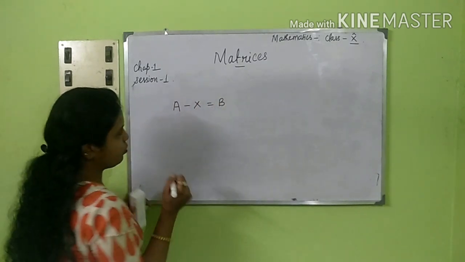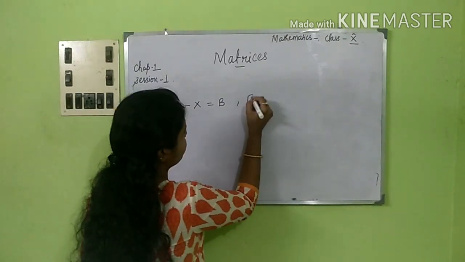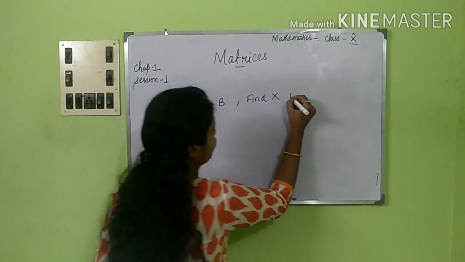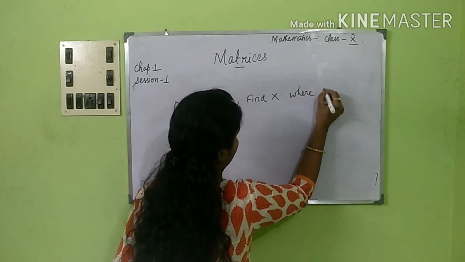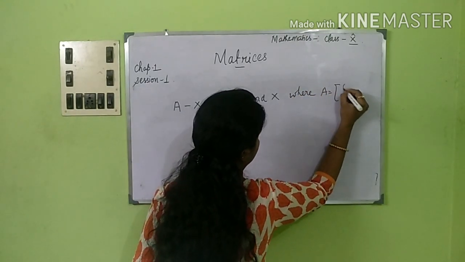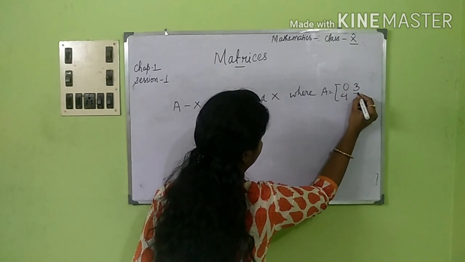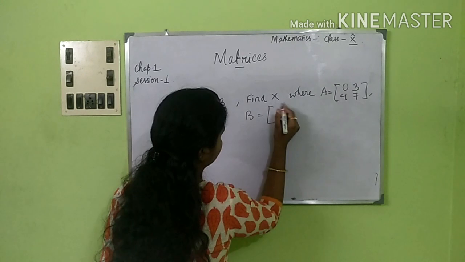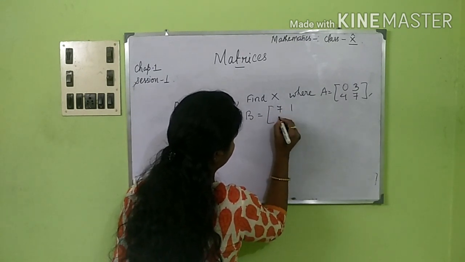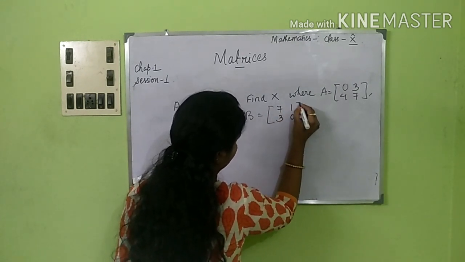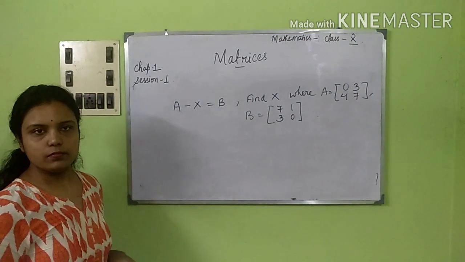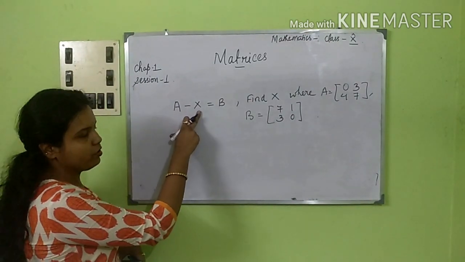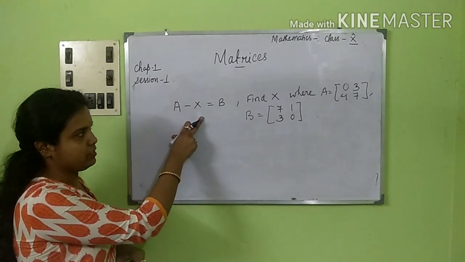A minus X equal to B. Find X, where A equal to [0, 3; 4, 7] and B is equal to [7, 1; 3, 0]. Right? So this is the equation that is given and you have to find the value of X. So X is a matrix here.